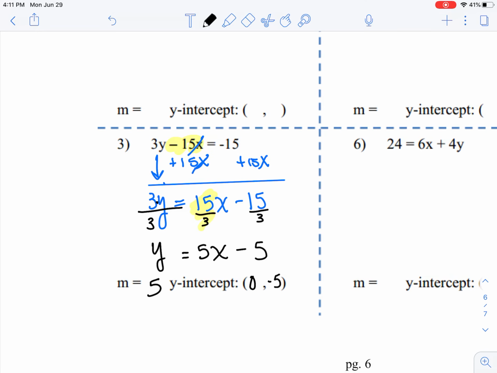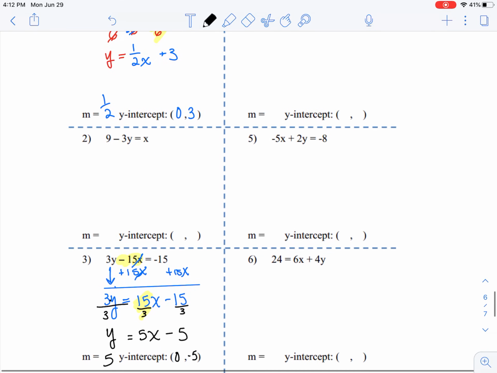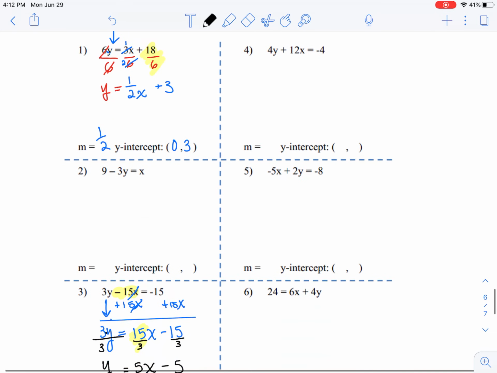Okay, so always, if your ax and your by are on the same side, get rid of the ax first and then divide out to isolate the y term. All right, so we did 1, 3, and we'll do 5.